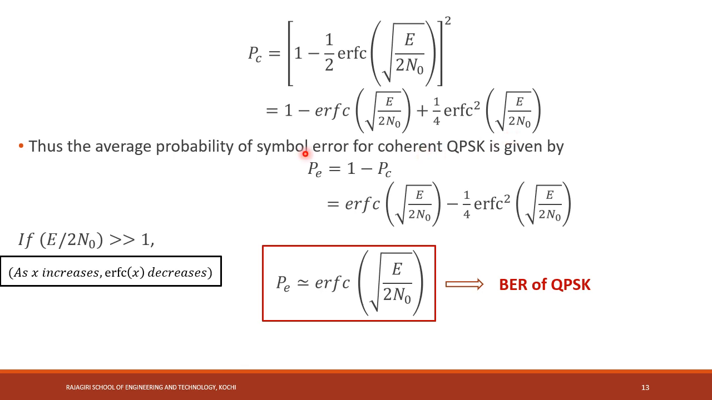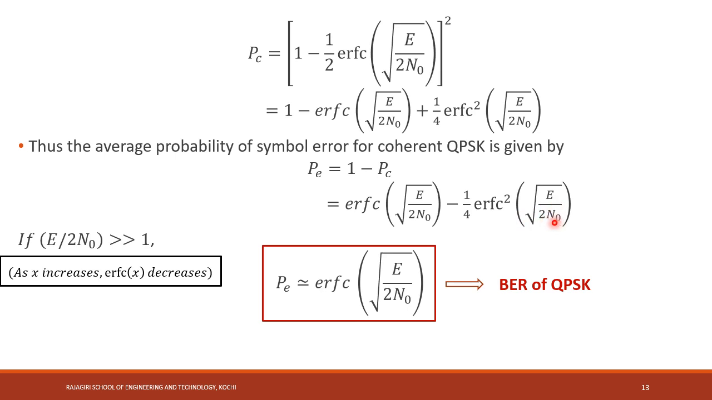Now, if you know the probability of correct decision, the average probability of symbol error for a coherent QPSK system is the probability of error, which would be 1 minus the probability of correct decision. So if you take 1 minus PC, this 1 gets cancelled and you will get erfc of root E by 2 N naught minus 1 by 4 erfc square of root E by 2 N naught.